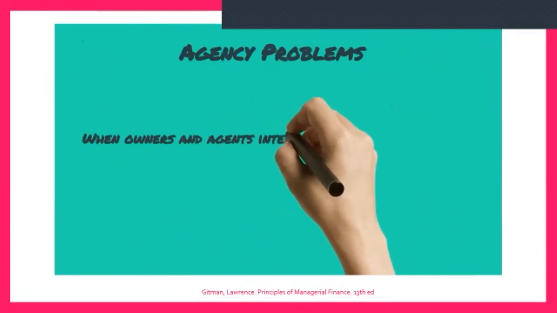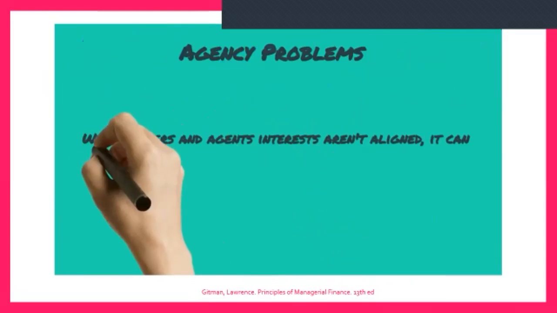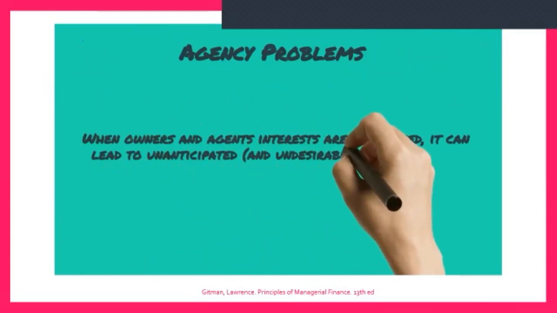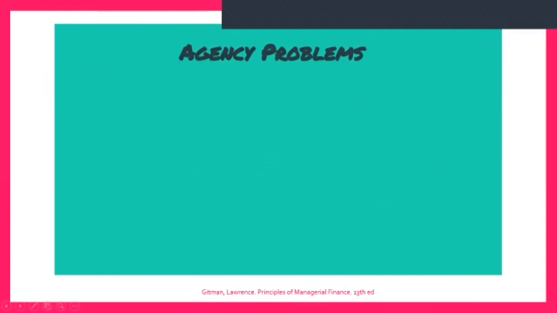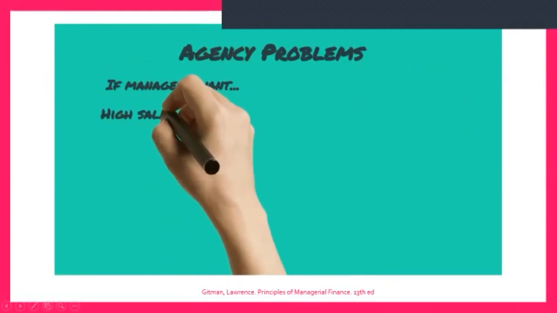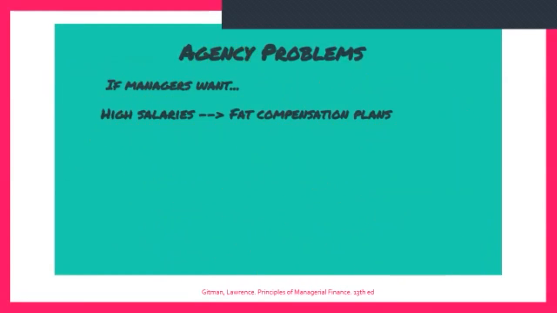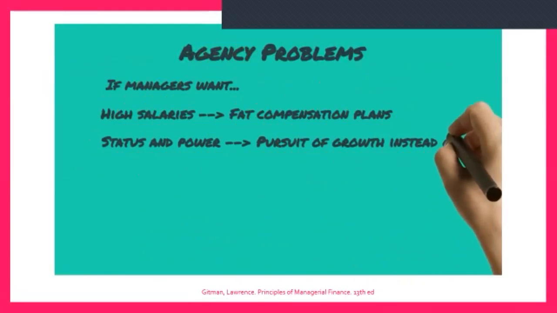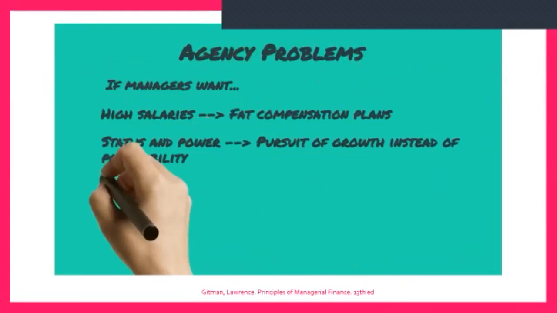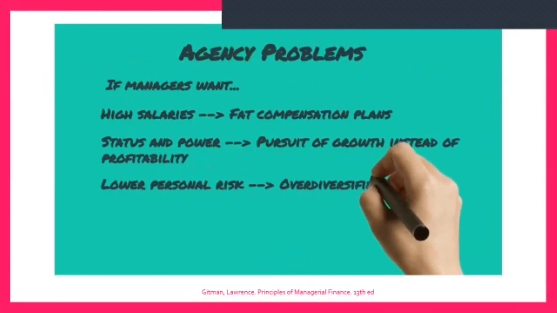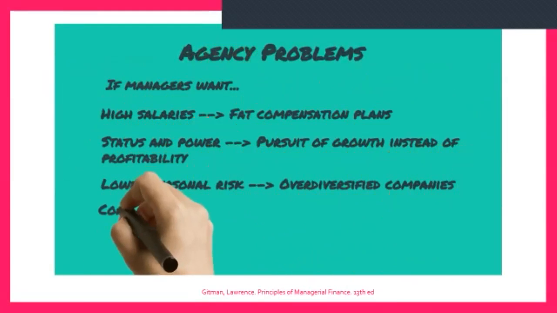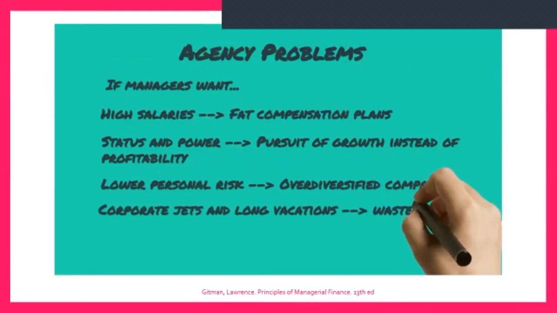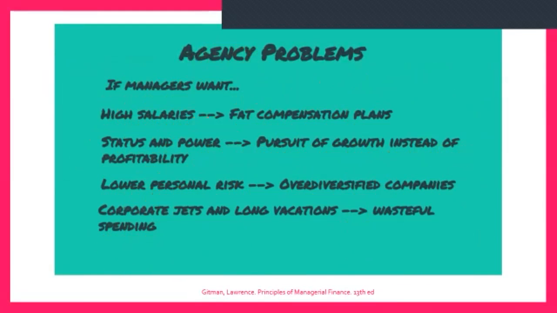When owners' and agents' interests aren't aligned, it can lead to unanticipated and undesirable consequences. If managers want high salaries, it can lead to fat compensation plans. If managers want status and power, it can lead to pursuit of growth instead of profitability. If managers want lower personal risk, it can lead to over-diversified companies. And if managers want corporate jets and long vacations, it can lead to wasteful spending.